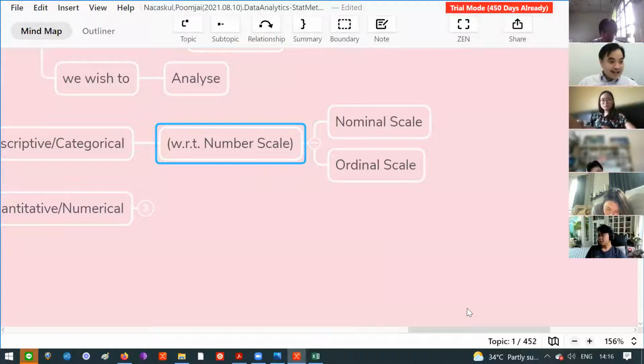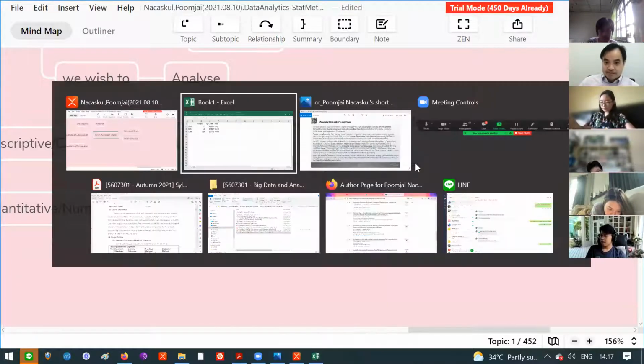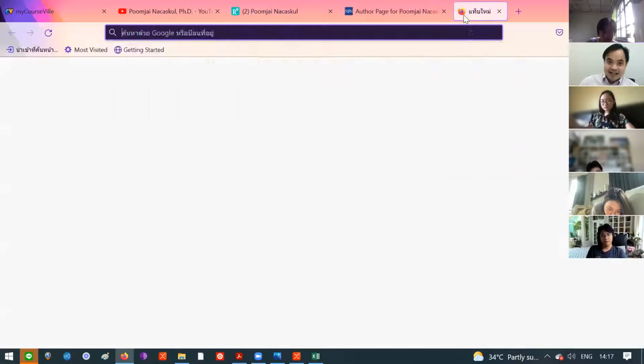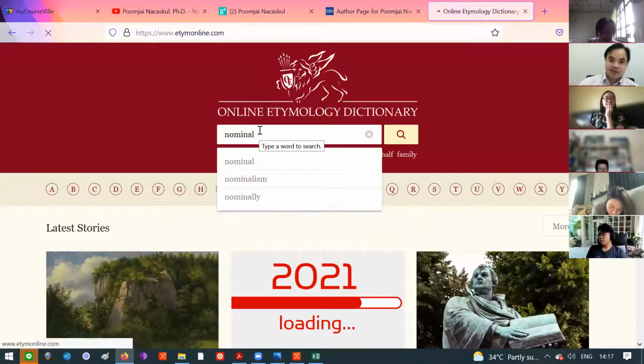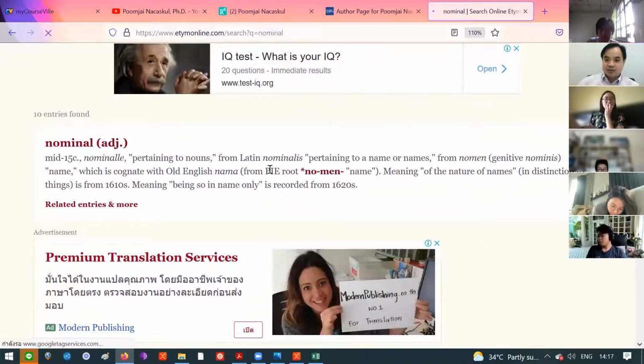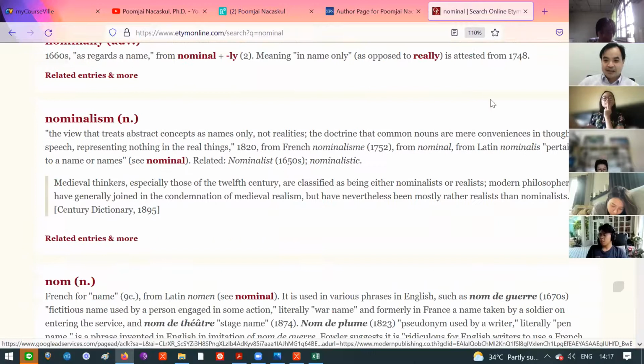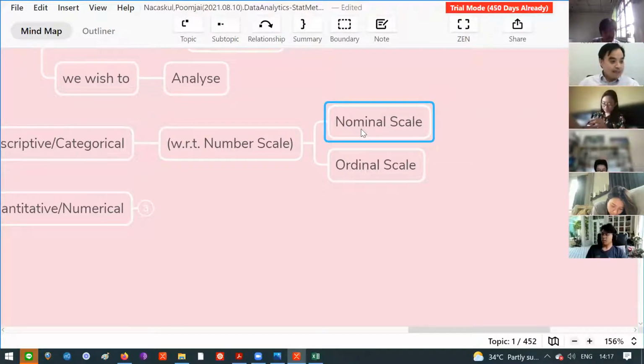Remember data is about measurement, right? Measurement against what? Well, when you measure, you always have to measure against some kind of scale. So there are two kinds of scale. This scale is called nominal scale. Okay, it comes from the word name. So let's go to an online etymology dictionary. Go to the word nominal. Okay, pertaining to nouns, pertaining to names or name. Nominal scale. What it means is that it's used to name things.